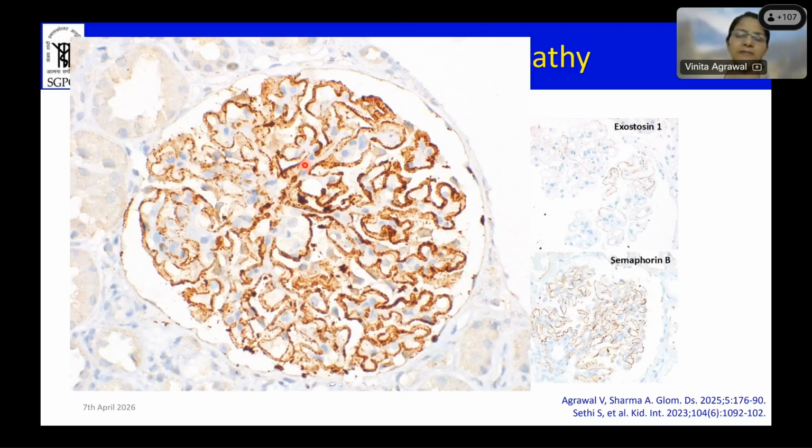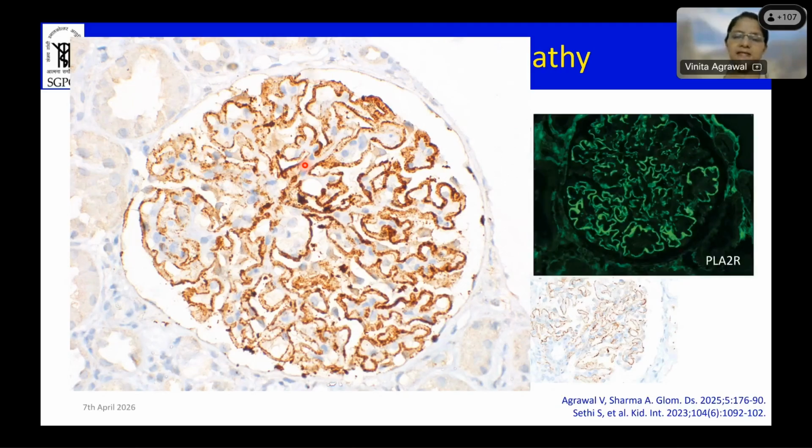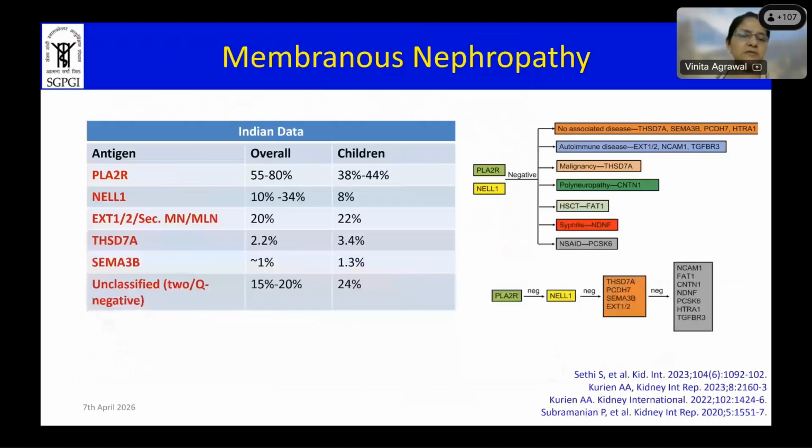So PLA2R can be done both by IHC and by immunofluorescence. As I told you, there are a large number of antigens which we can test: PLA2R, NELL1, exostosins, thrombospondin, and so on. For children, most will again be PLA2R positive, but many will also be semaphorin positive, which is more often seen in children as compared to adults. But in children, many of those remain undiagnosed or unclassified.